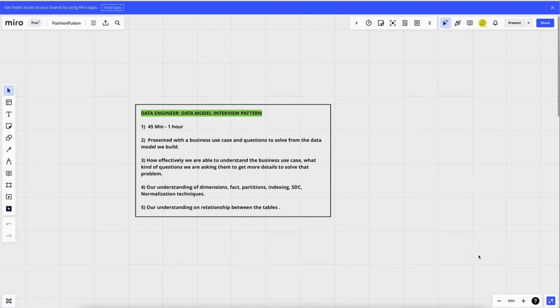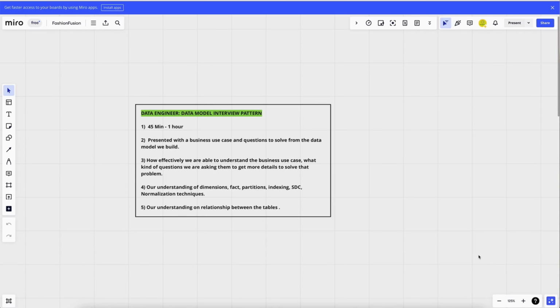Today we are going to start a new series on data model interview questions. So this is the format of the data model interviews. It will usually be 45 minutes to 1 hour, and we will be presented with a business use case and the questions to solve from the data model we built.